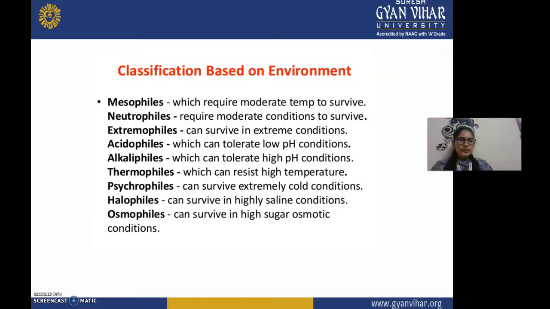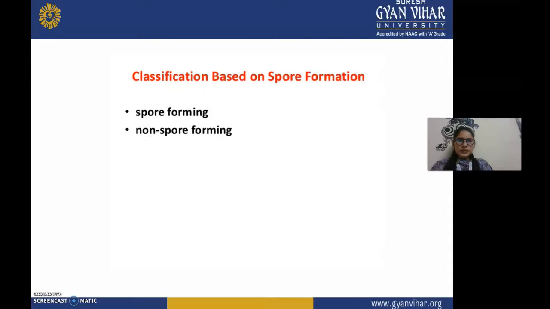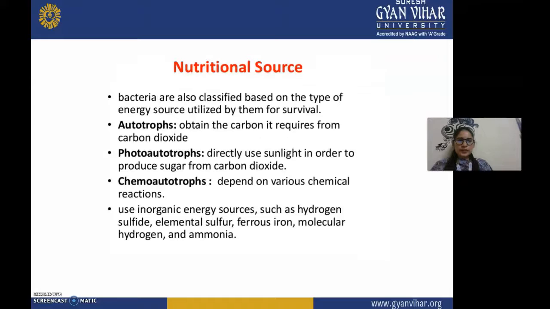Now, these are the classifications based on environment. We have mesophiles, neutrophiles, thermophiles, acidophiles, alkaliphiles, and then halophiles and osmophiles. Now, classification based on flagella: we have no flagella, uniflagella, biflagella and more flagella. Then classification based on spore formation: we have spore-forming and non-spore-forming bacteria.